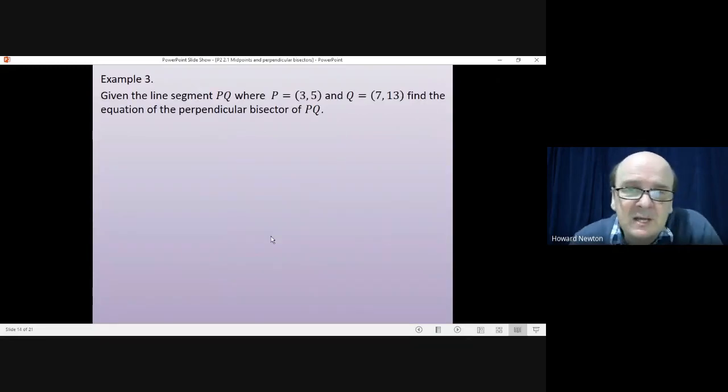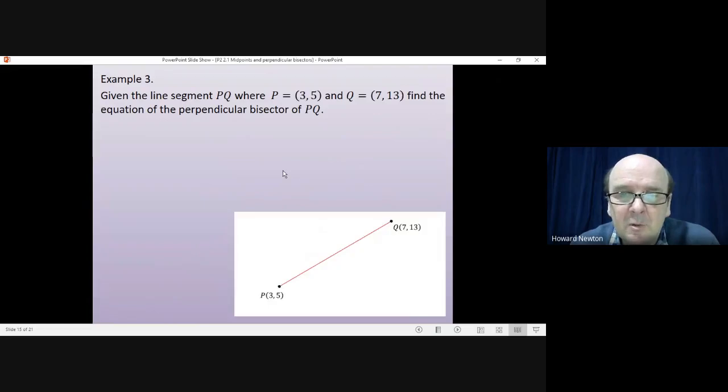Let's have a look at an example. Example 3. Given the line segment PQ, where P is equal to (3, 5), and Q is equal to (7, 13), find the equation of the perpendicular bisector of PQ. So there's PQ.